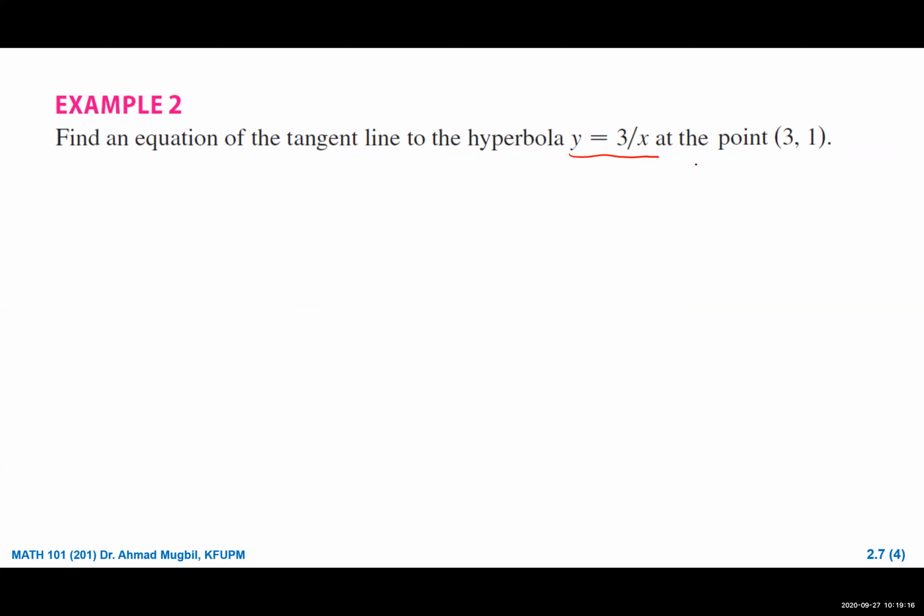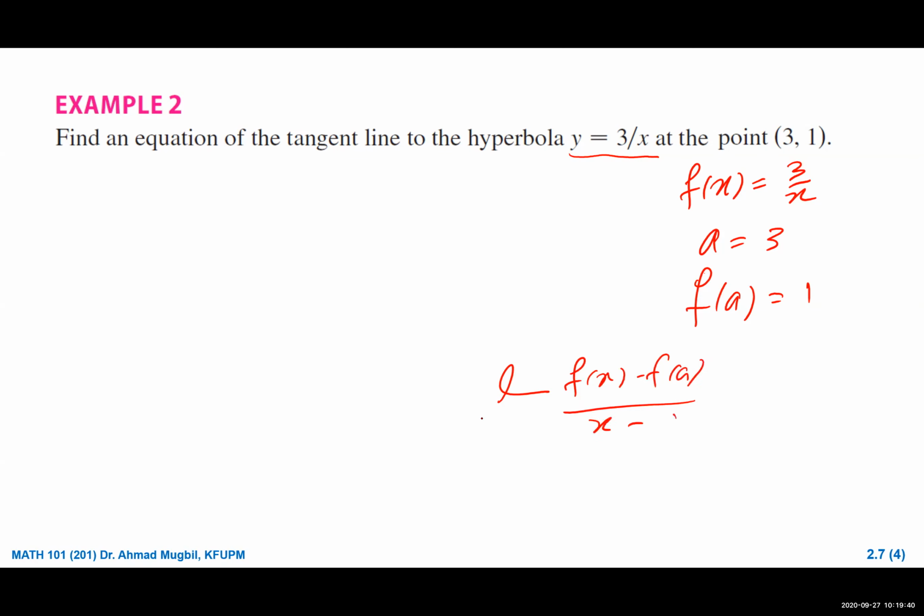Okay. So what is f of x? Again, you need to ask yourself, what is f of x? What is a? A is 3. What is f of a? It is 1 here. Now you will substitute. Of course, you can use this way or the other way. Let me use this way. Limit of f of x minus f of a over x minus a when x goes to a. So a is 3.